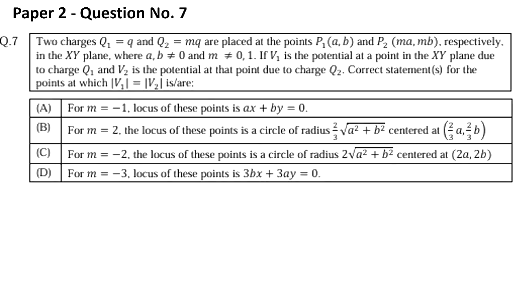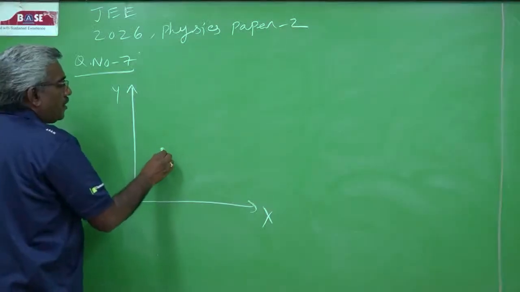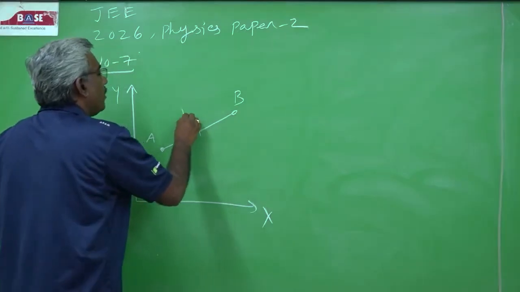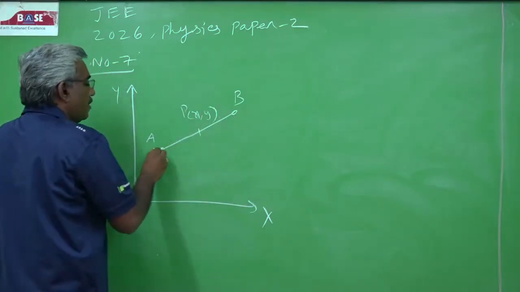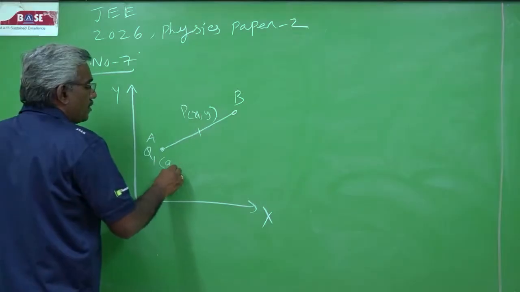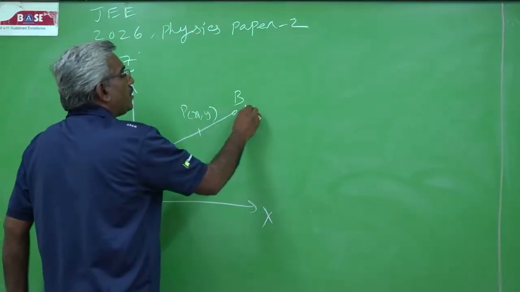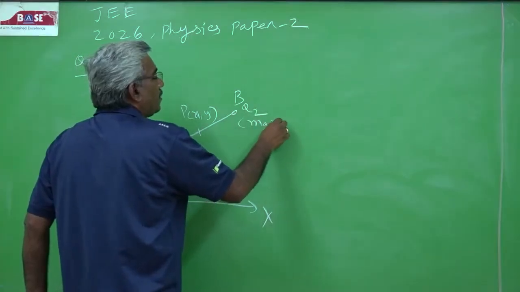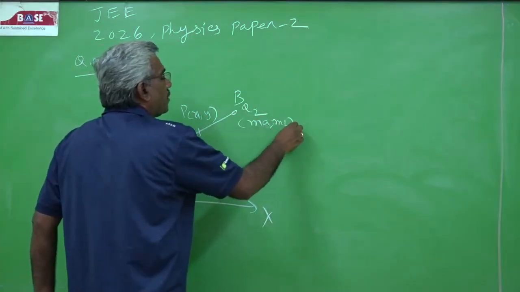JEE 2026 Advanced Paper 2 Physics, Question number 7 solution. So this is the diagram. Let us draw the diagram first, then you will understand better. Right, coordinate system. Suppose here is point A, somewhere here is point P, this is some other point given, coordinates x comma y. Here you have charge q1, coordinates are a comma b. Here you have charge q2, coordinates are ma and mb. That's what they have said.